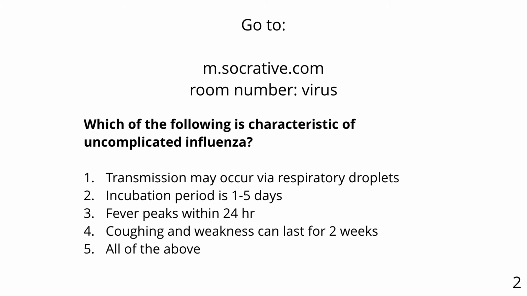All right, number 2. Which of the following is characteristic of uncomplicated flu? Transmission may occur via respiratory droplets, incubation period 1 to 5 days, fever peaking in 1 day, coughing and weakness can last for 2 weeks. Or all of the above. All of the above is correct. Most of you got that.